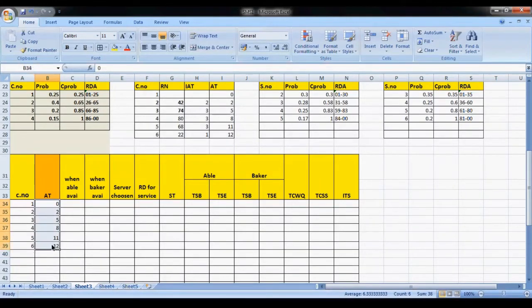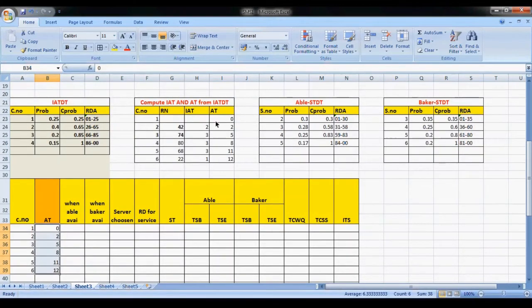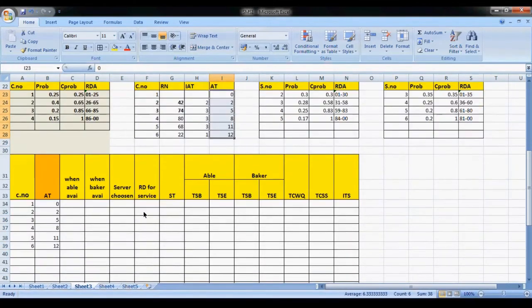These arrival times we have written from this table. We have calculated from here. Next, when Able is available, when Baker is available, the server chooses a random digit for service, service time, Able time service begin, time service end, Baker time service begin and time service end, time customer waits in a queue, time customer spent in a system, idle time of the server.